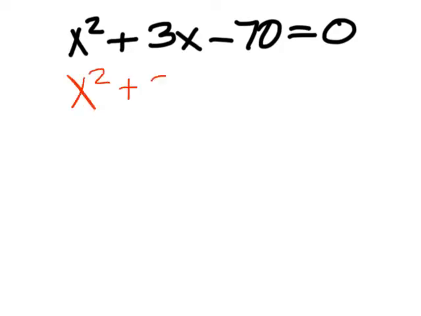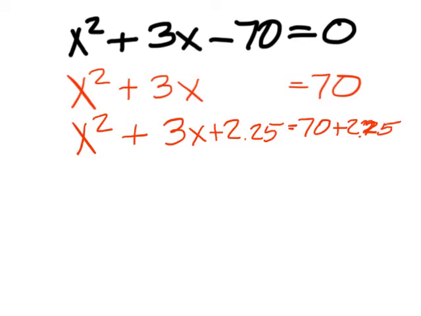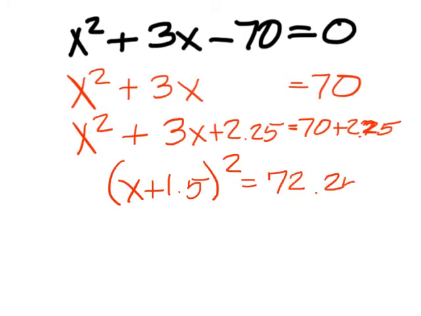Step 1 should be x squared plus 3x equals 70. Now bring up the next step. The next step is x squared plus 3x plus 2.25, and add 2.25 to the right side. Alright, bring up the next step. You should have the quantity squared of x plus 1.5 and set that equal to 72.25. Now bring up the next step.